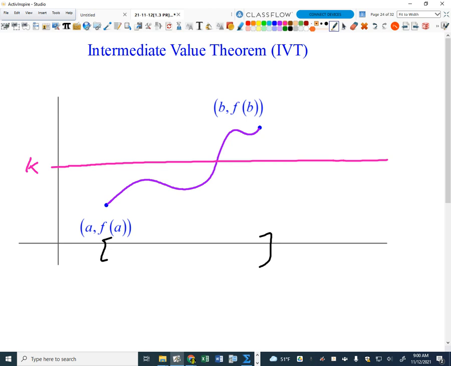If the function is continuous, so I can draw it without picking my pen off the board, and if k is an intermediate value, it's between f of a and f of b, what do you think this is going to tell us? Has to be true. There has to be a value of the function equal to k, at least one, somewhere between a and b. Everybody buy that? Okay, so that's IVT.